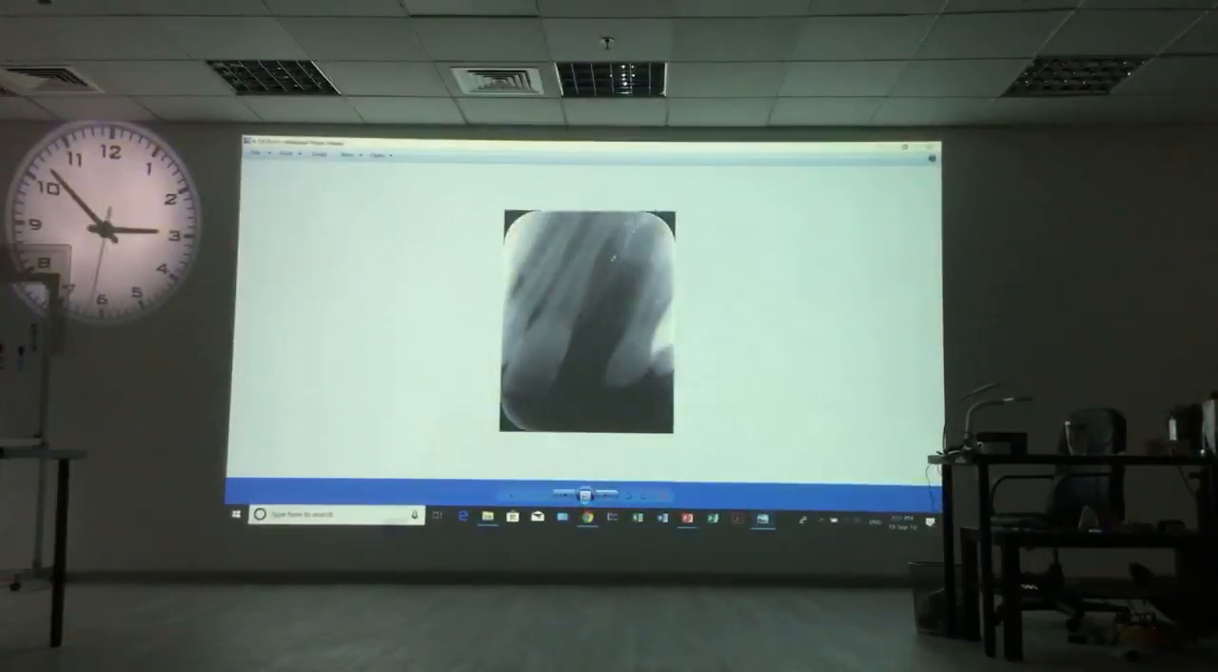And this is another radiograph from another angle to see if we see something else. Same, we didn't see anything inside.